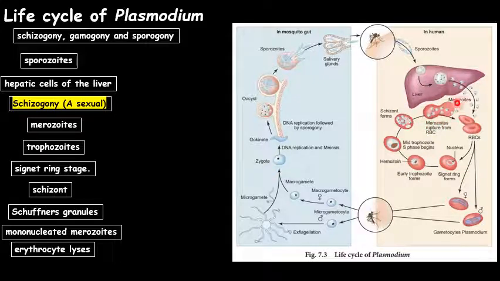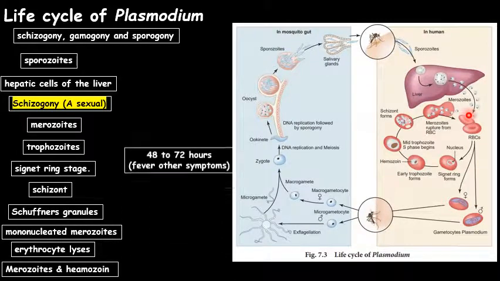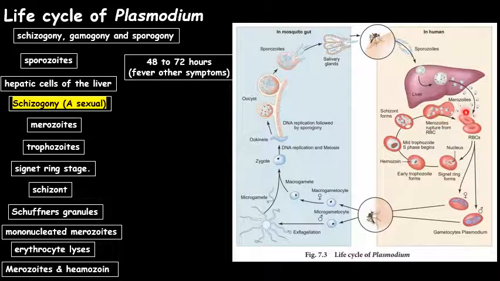So once the red blood cell ruptures, what happens? That process is called erythrocyte lysis. So remember, I'll explain one more time: it just ruptures, and this process is called erythrocyte lysis. During this erythrocyte lysis, the merozoites will be released. Along with that, it also releases the hemozoin toxin, which will again go and affect other red blood cells. So this cycle will continue. Every 48 to 72 hours, this cycle repeats itself.